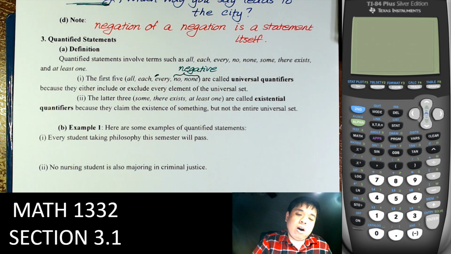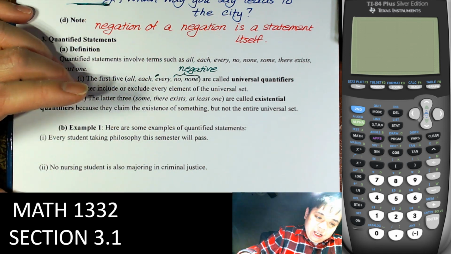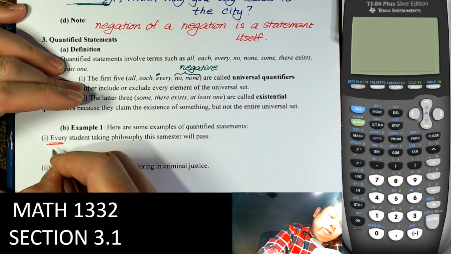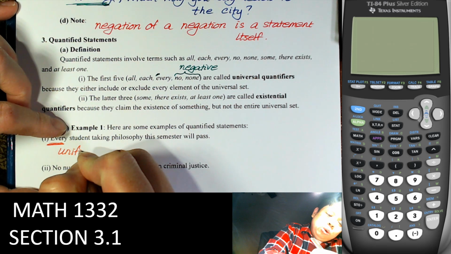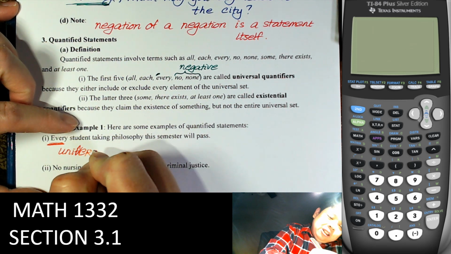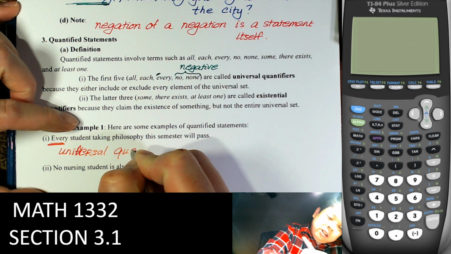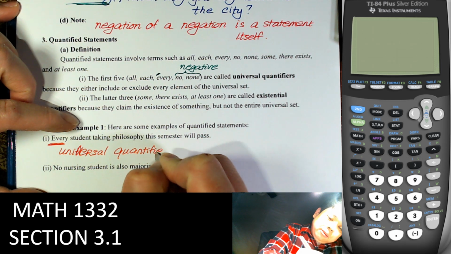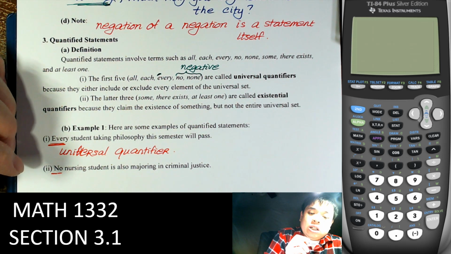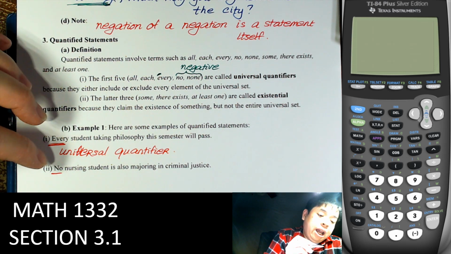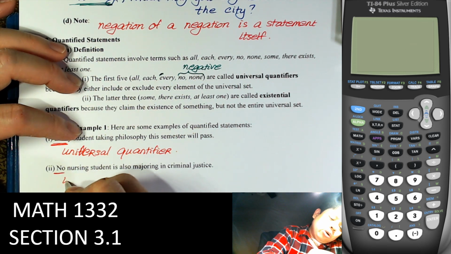Here are some examples of quantifying statements. Every student taking philosophy this semester will pass. So we have every here, which is a universal quantifier. No nursing student is majoring in criminal justice, and the answer is no. Of course, it's universal again.